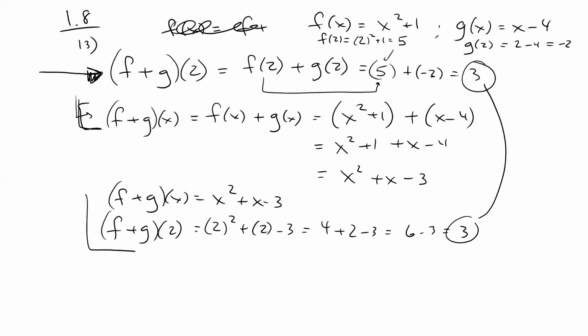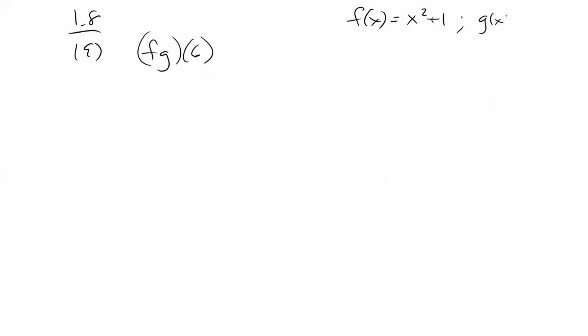Okay, so now let's do 23. Actually, no, let's do 19. I'm going to just do 19. Okay, 19, here we go. fg of 6. Let me write down what that function is, and that's what this function is. Boom.